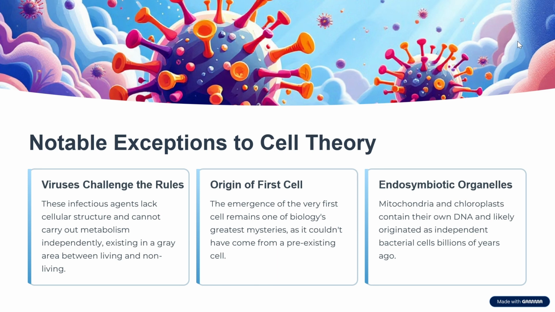What was the second exception? Origin of the first cell. Where did that pre-existing cell, the first cell, come from? That is an exception that we need to know. Other than that, the third exception: endosymbiotic organelles. Inside the cell, many organelles are there, such as mitochondria and chloroplast, and they have their own DNA. Inside them, DNA is there and they can independently divide. But they are not cells, they are the organelles of a cell. So these three are the exceptions of the cell theory.